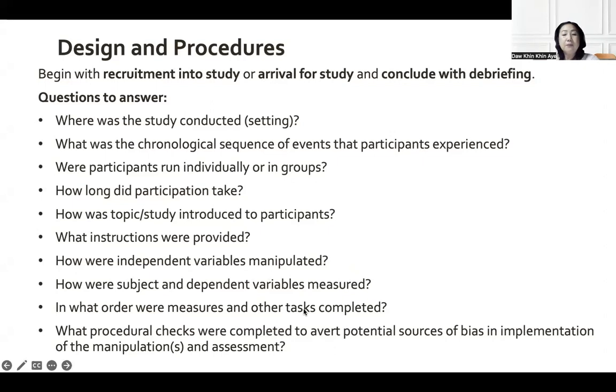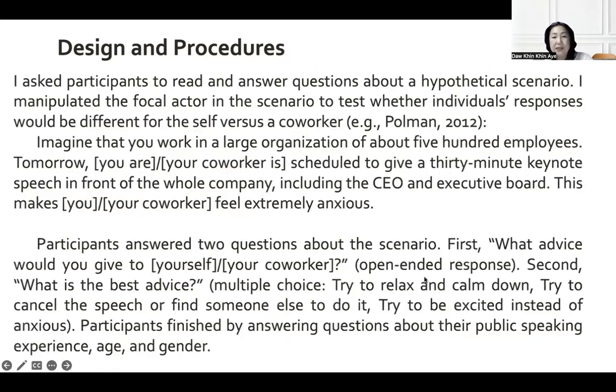How were independent variables manipulated? Now, in the quantitative approach, we have dependent and independent variables. Independent, okay, that's why I think here, how were independent variables manipulated? How were subject and dependent variables measured? In what order were measures and other tasks completed? What procedure checks were completed to avert potential sources of bias in implementation or the manipulation and assessment?